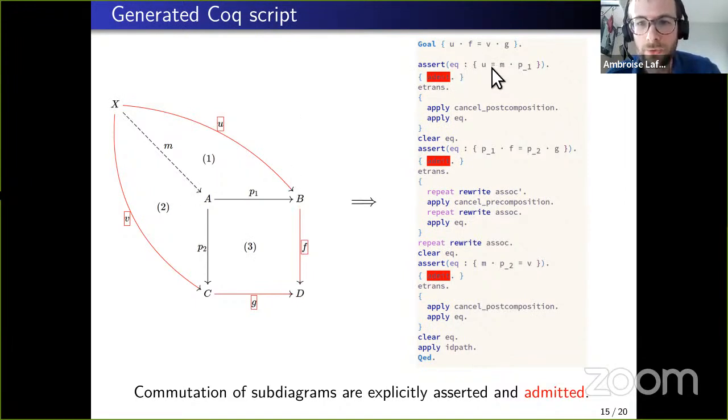So, for example, the first one, U equals M P1, is the first subdiagram. P1 F equals P2 J is the third subdiagram. Then the last one is the second subdiagram. So you can see how it has generated the proof. It started from the top right branch, and then it applied the first subdiagram, and then the second, and then the third subdiagram, and then the second to get to the other branch. And everything in between is boilerplate code to focus on the subterm or the relevant morphism and to apply the equation. And then at the end, you still have to prove the subdiagrams manually.